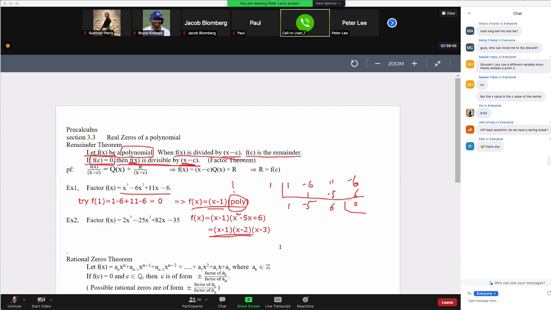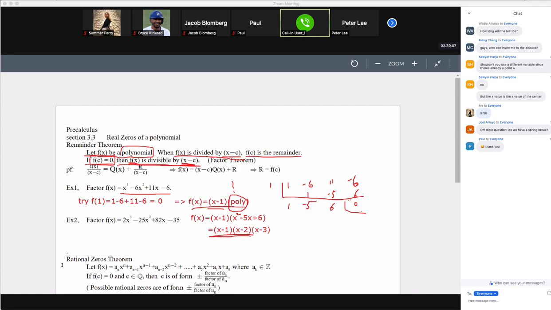The only downside, the only problem with this method is, well, we tried f of 1, but what happens if f of 1 is not 0? Then we cannot apply the factor theorem. So now we try 2, or do we try 3? What numbers do we try? The trick is, there are so many numbers out there.